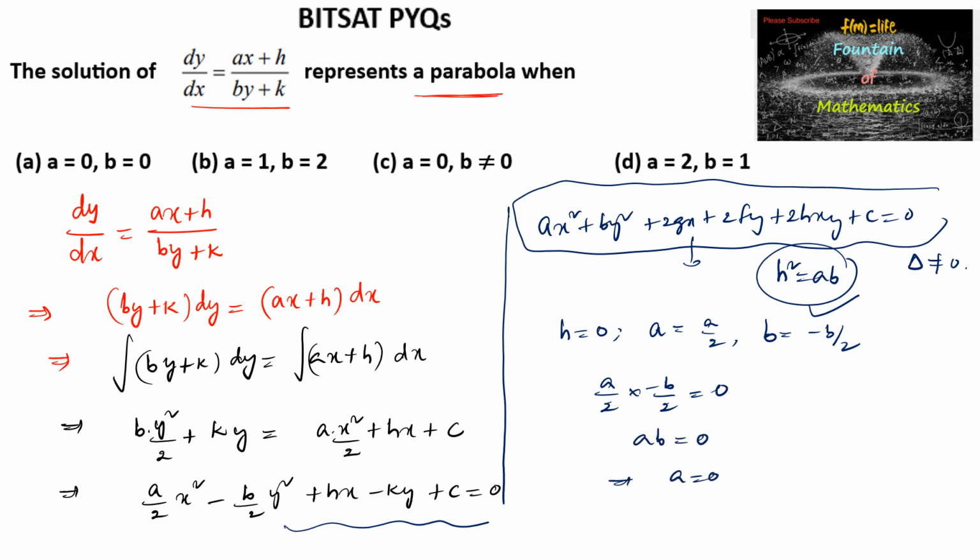Either a is equal to 0 or b is equal to 0. Any one of them can be 0 or both can be 0. So here a and b both cannot be 0. If both are 0, a is 0, b is 0, it will become a straight line, so it is not a parabola. So we can consider either a not equal to 0 and b is equal to 0, or we can consider a is equal to 0 and b not equal to 0. So we can go with option C. So option C is one of the conditions we have to represent a parabola.